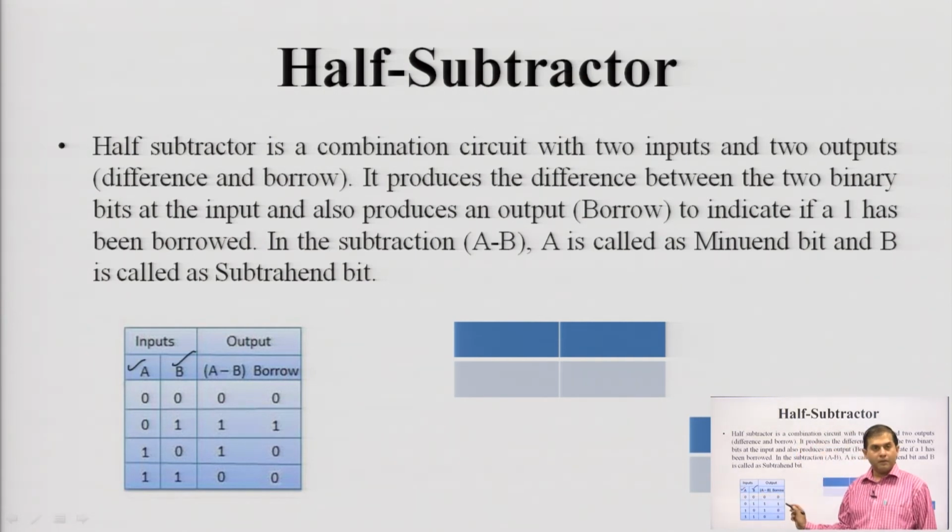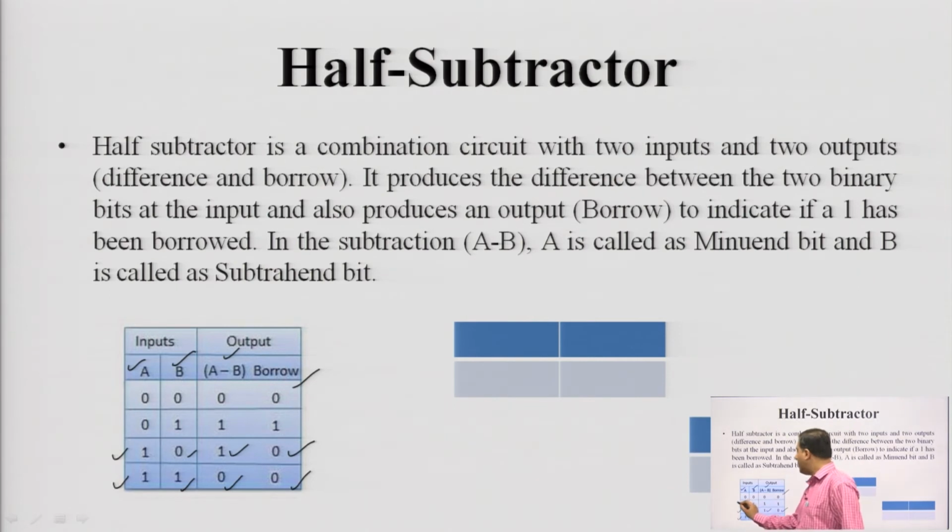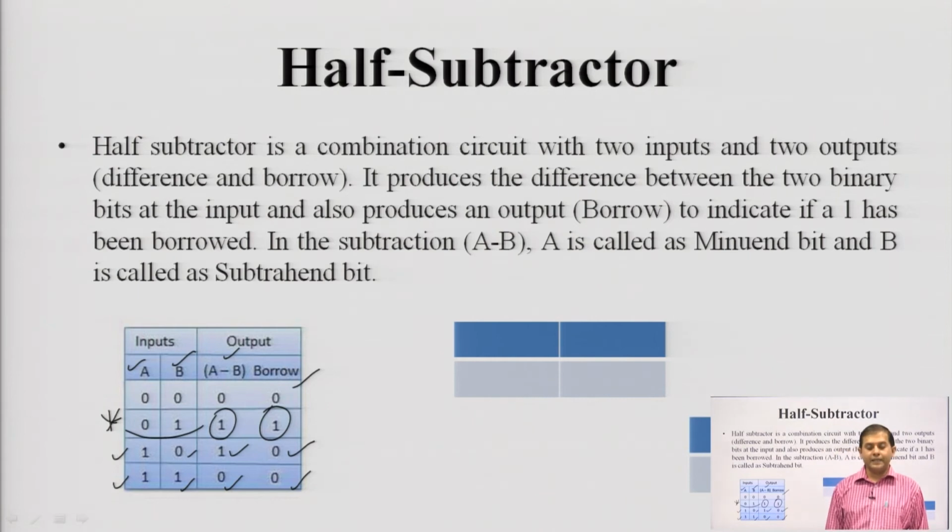If we do binary subtraction, 0 minus 0, the difference will be 0 and borrow will be 0. Then 1 minus 0, difference will be 1, borrow 0, and 1 minus 1, difference will be 0 and borrow 0. The most important point is this one. We are doing 0 minus 1, meaning a bigger number is being subtracted from a smaller number. In that case, the difference and borrow both will be 1. You have to remember this, the most important part of the half subtractor.